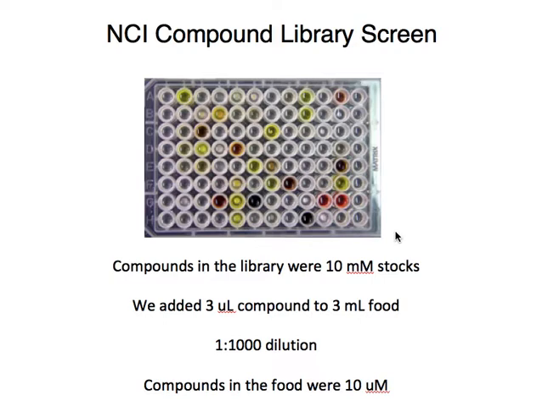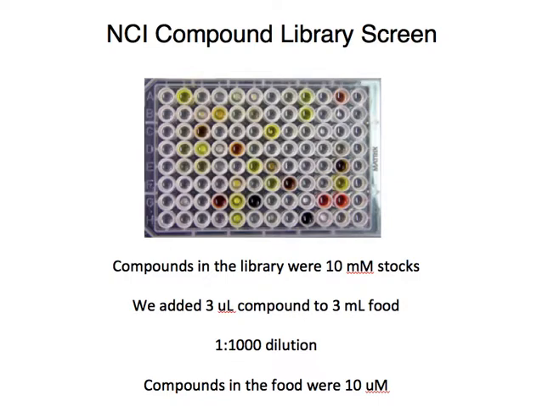When I gave you your compounds, you received a PCR strip tube of 8 compounds. What I did is I pipetted directly out of this library into those tubes. So the concentration that you got was 10 millimolar. You took those tubes and added 3 microliters of each compound to 3 milliliters of Drosophila media, food. This is a 1 to 1,000 dilution. So the concentration of compound in the food was 10 micromolar.